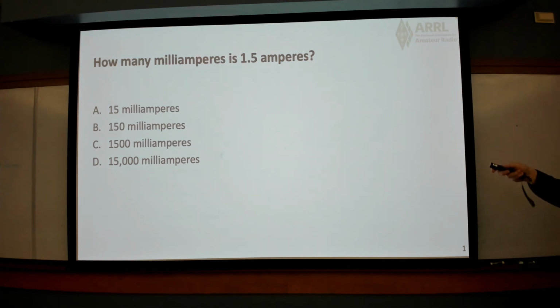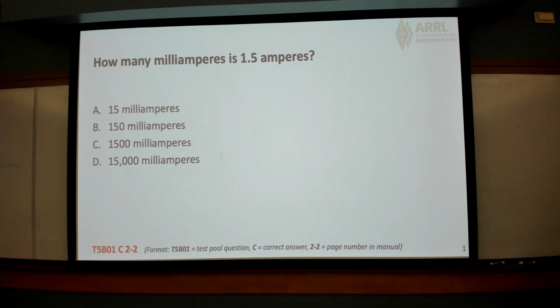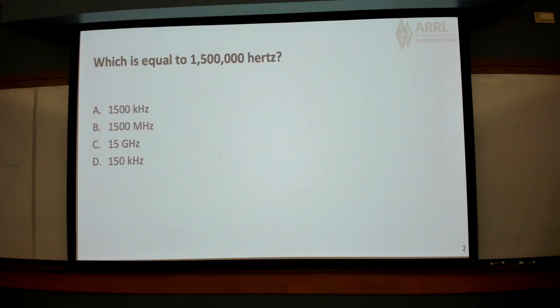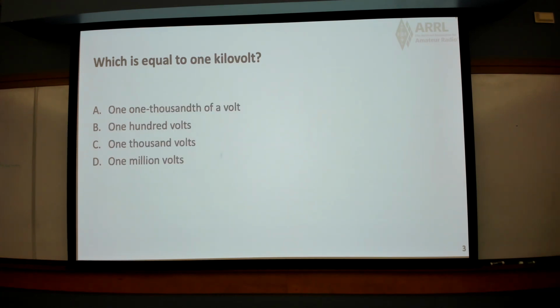So for example, how many milliamps is 1.5 amperes? It is C, as a matter of fact. What's equal to 1.5 million hertz? A, 1,500 kilohertz, correct. What's equal to 1 kilovolt? C, 1,000 volts, correct. So that right there is the answer. What's equal to 1 microvolt? A millionth of a volt.